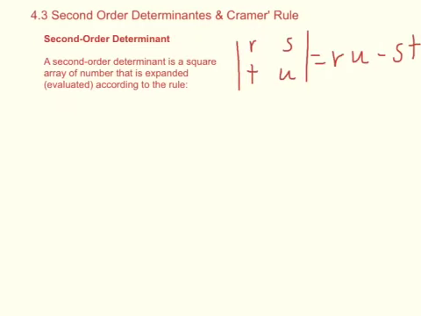Here is a formal definition of a second-order determinant. Please write that down in your notes. A second-order determinant is a square array, in this case 2 by 2, 2 rows, 2 columns, of numbers that is expanded or evaluated according to the rule r times u minus s times t. So we cross multiply, r times u minus s times t. So this determinant is evaluated like this.